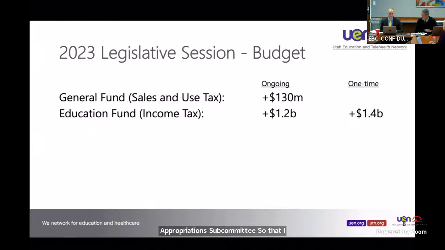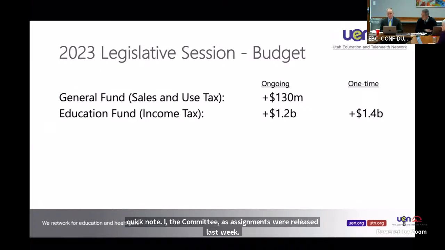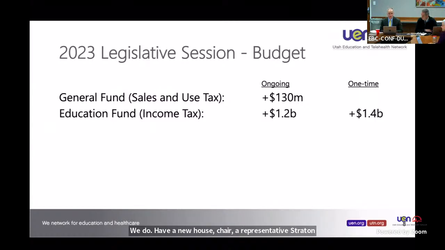And those building requests go to the same appropriations subcommittee, so I think it'll change some of the dynamics on our behalf. And just as a quick note, the committee assignments were released last week. We do have a new House Chair, Representative Stratton out of Utah County. I plan to reach out to him in the next week or so to see if he's willing to sit down. If any of you are ever interested in joining any of those appointments, I can send you a list of who I'm pursuing to get scheduled.